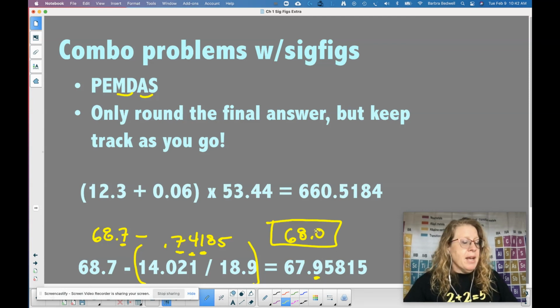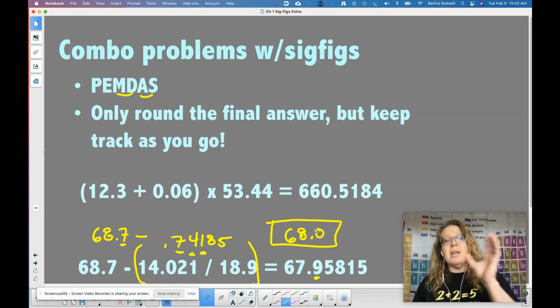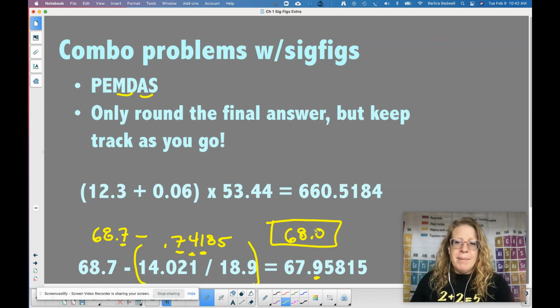Okay, so there you go. So this is how you do sig figs in calculations. The multiplication division rule is about sig figs. The addition subtraction rule is about decimal places. And then PEMDAS is about what order you do it in.